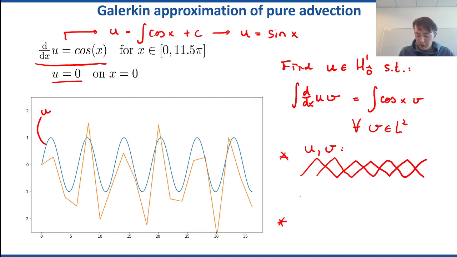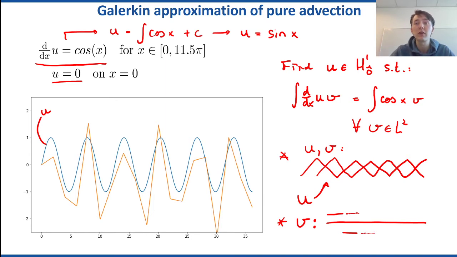Now the alternative choice is that for u, I'm going to be using that choice, and for v, I'm going to be choosing, well, precisely the function space of the derivatives of these functions. So what do those look like? Well, that's going to be a positive here and a negative here. And then for the next element, I'll use a positive function here and a negative function here. And for the next element, etc., etc., etc.